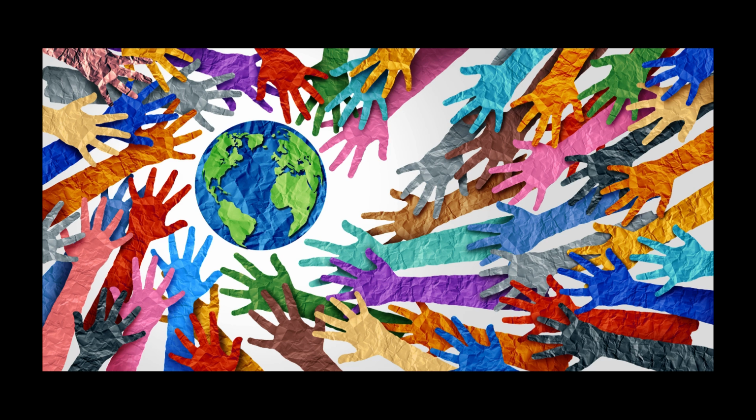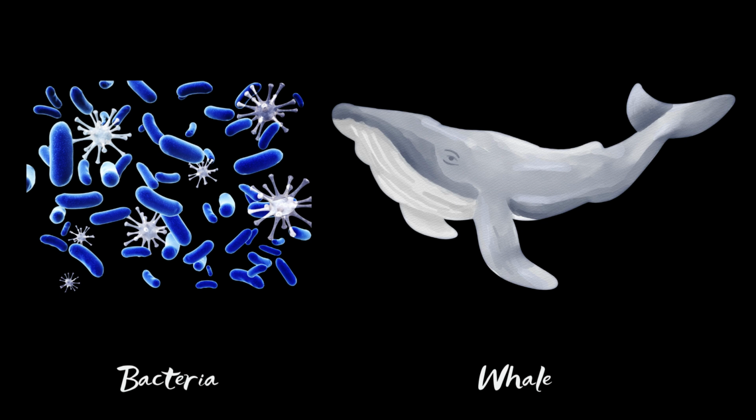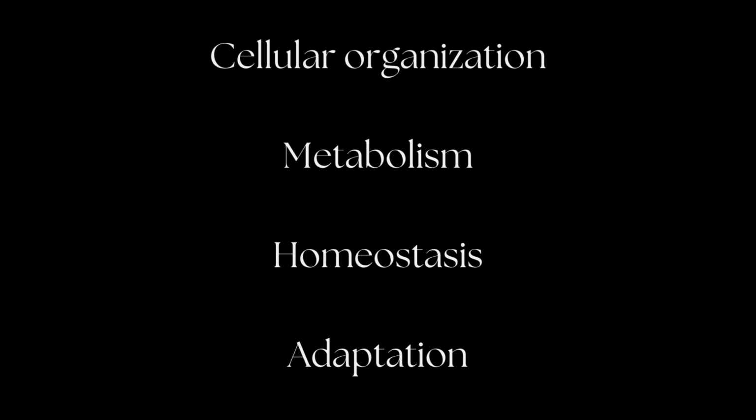In this lesson, we explore the core themes that define biology, focusing on the unity and diversity of life. All living organisms, from the smallest bacteria to the largest whales, share common processes due to their shared ancestry. These processes include cellular organization, metabolism, homeostasis, and adaptation through evolution.